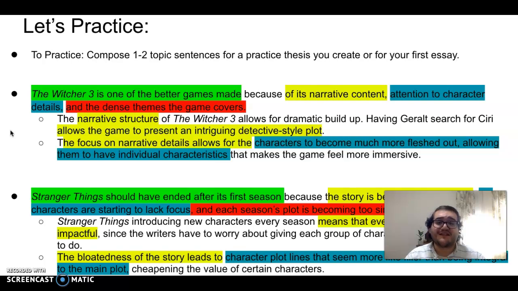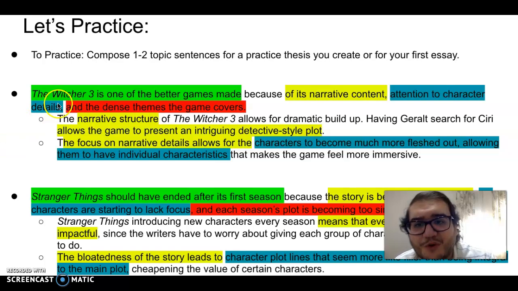With the first topic sentence, I felt like my readers needed two sentences to understand what I want to push forward. But notice that my main idea is still in my first sentence, and the following sentence just clarifies that idea. Let's look at the second topic sentence. The focus on narrative details allows for the characters to become much more fleshed out, allowing them to have individual characteristics that make the game feel more immersive.